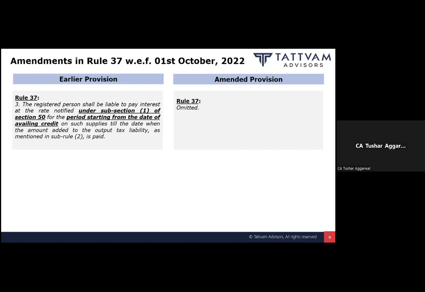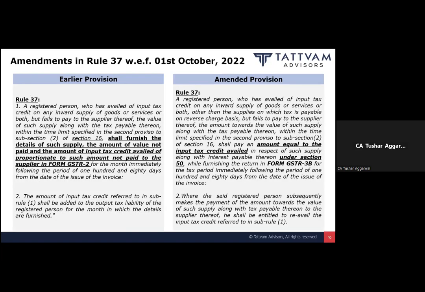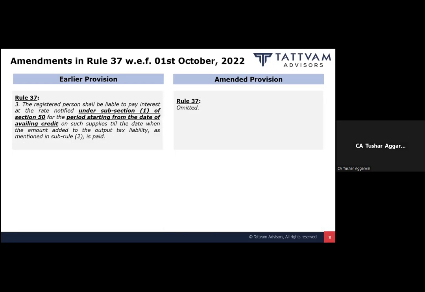So whenever you get such kind of interest demand, one argument we have discussed is that Rule 37 itself is not applicable, hence interest is not possible to be levied. Apart from that, departmental officials always start levying the interest from the date of availing the credit. Please note that even if you have not utilized the credit, they always say, see Rule 37, it says from the date of availing the credit.